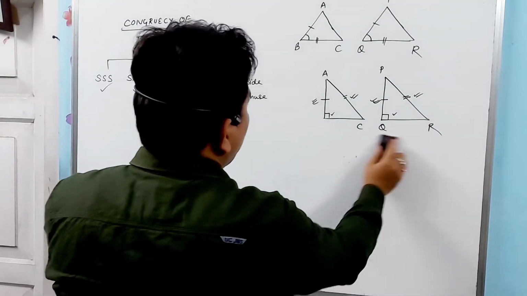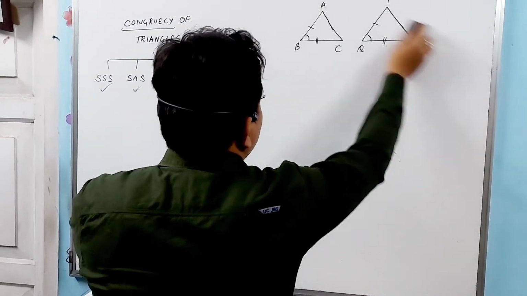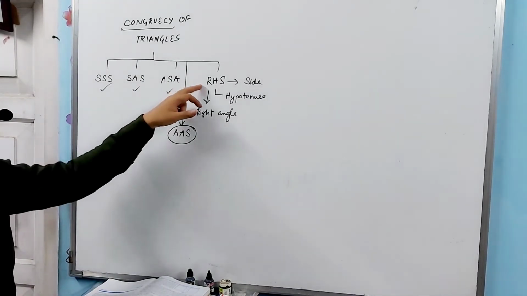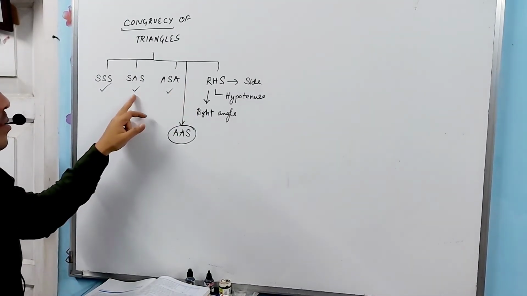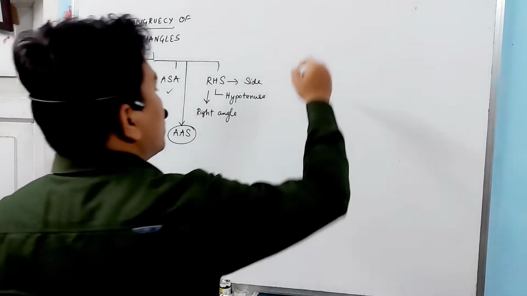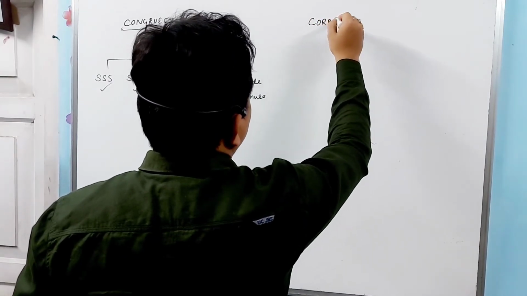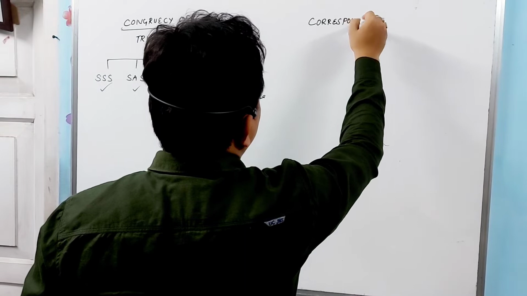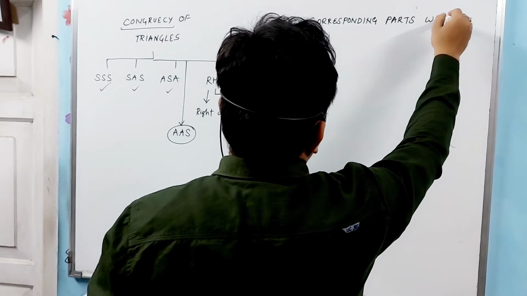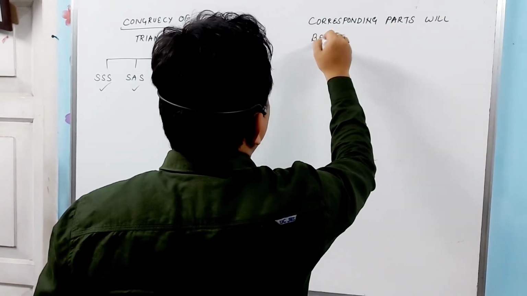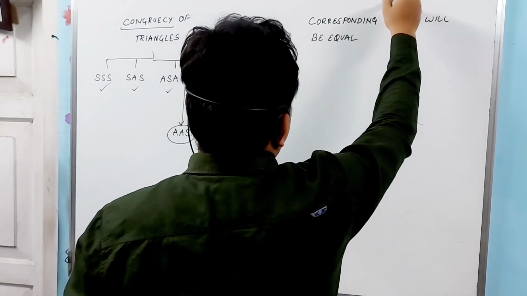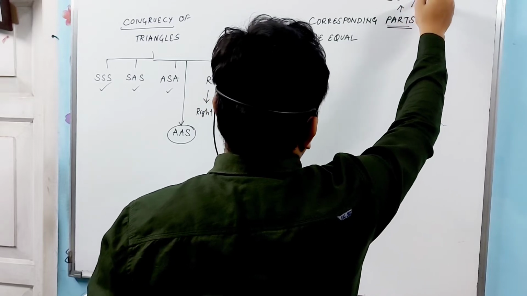Now, we should remember one more important point regarding congruency. If two triangles are congruent by any of these postulates, then the corresponding parts will be equal. So these parts may be either sides or angles.